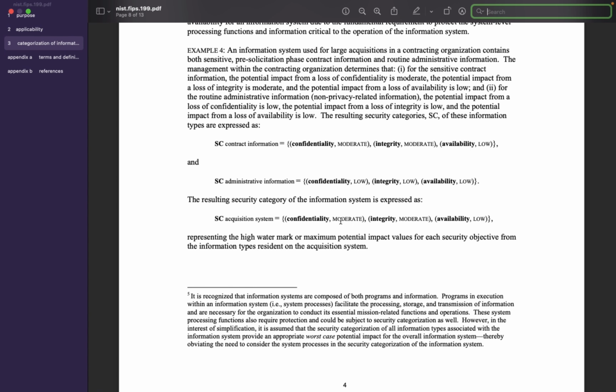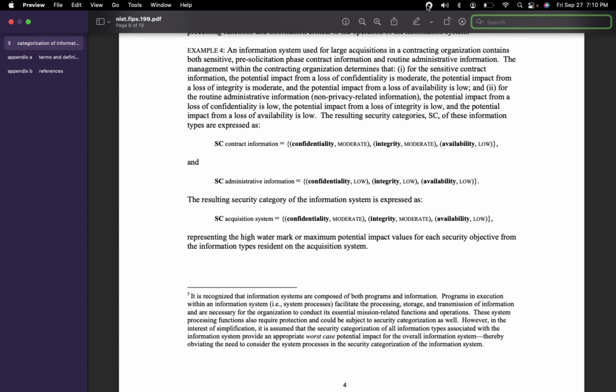Now look at this resulting security category information, SC acquisition system. You can see that confidentiality is moderate. Also, we will do that for integrity. We choose the highest, which is also moderate, availability low. Now let's go back to our worksheet and complete that.